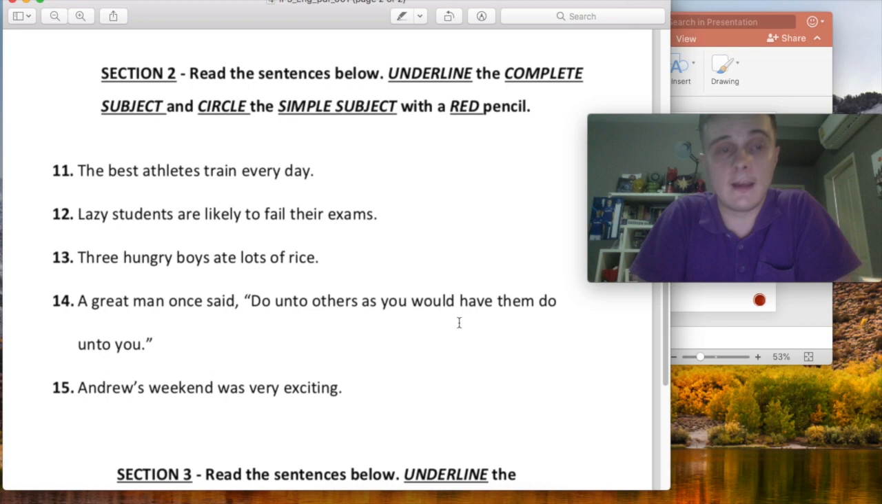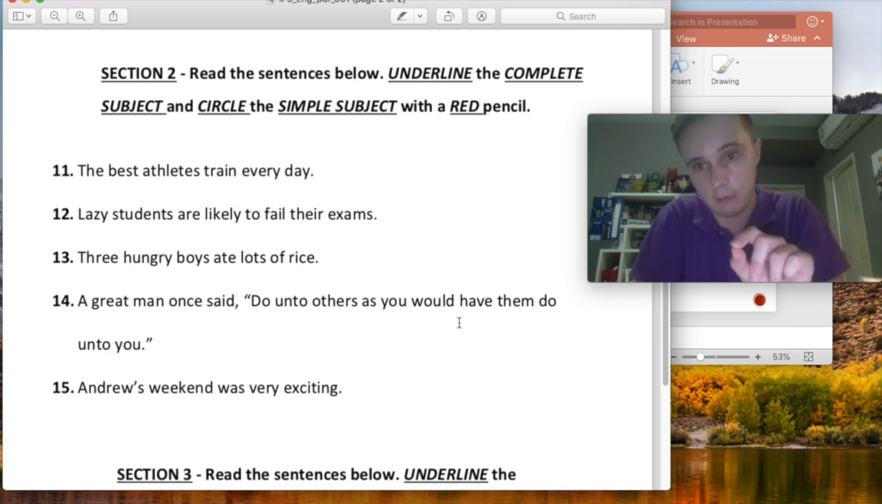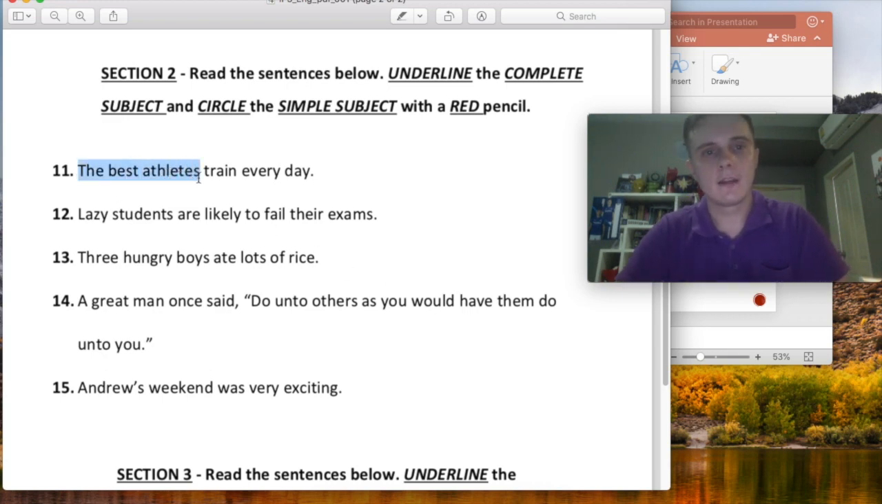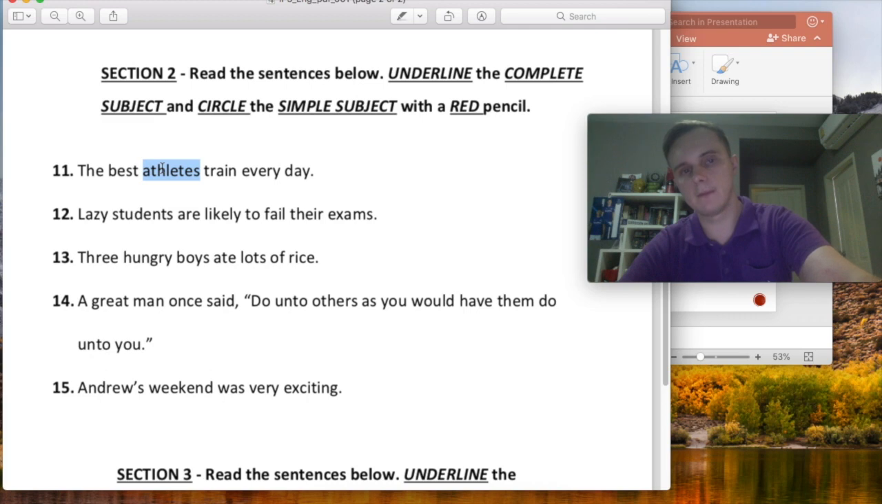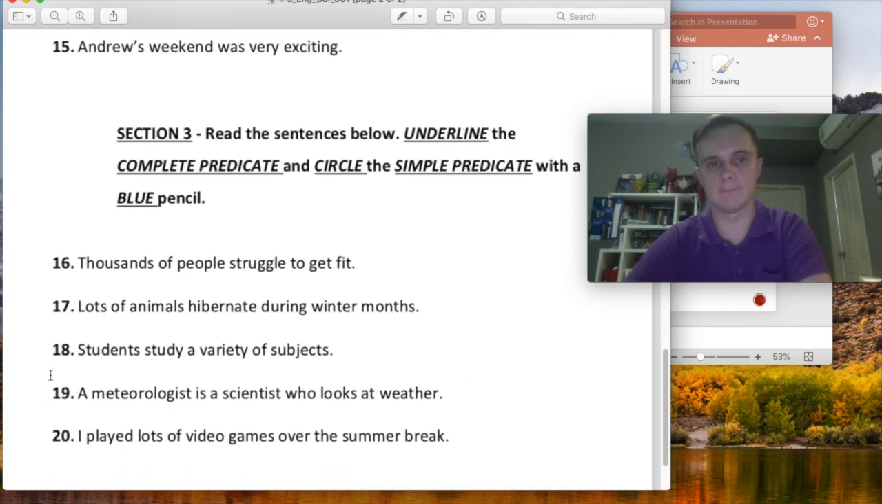Hopefully you understand. The complete subject is the best athletes. The best athletes. So I want you to underline with your red pencil the best athletes. And then, what is the simple subject? What part of that is exactly who we are talking about? Hopefully you know we're talking about the athletes. So with your red pencil, circle that word. Do the same for questions 11 to 15.